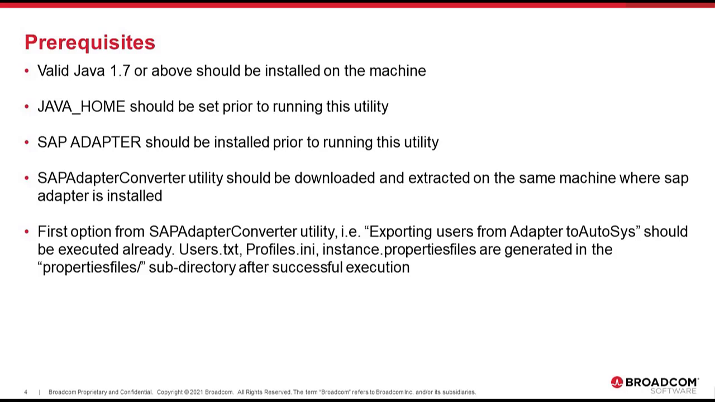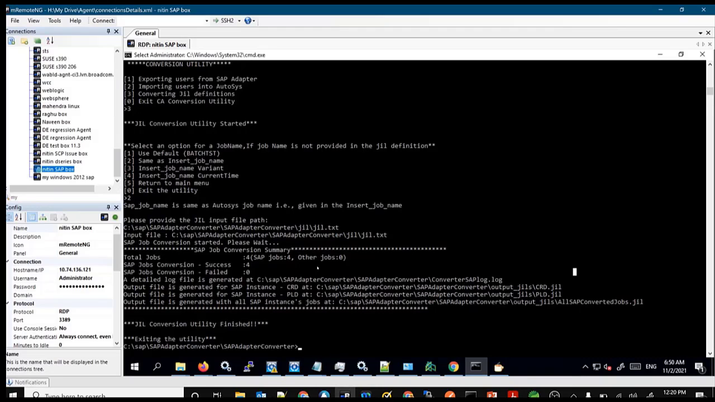So once that is done, in total we have done three things. First, we have installed Java. Second, we have installed the SAP Adapter. Then the third thing is we have installed the actual utility, which is called the SAP Adapter Converter Utility. So let me show you with a live example, which is in the execution part of this particular document. I have installed the same on this particular machine.